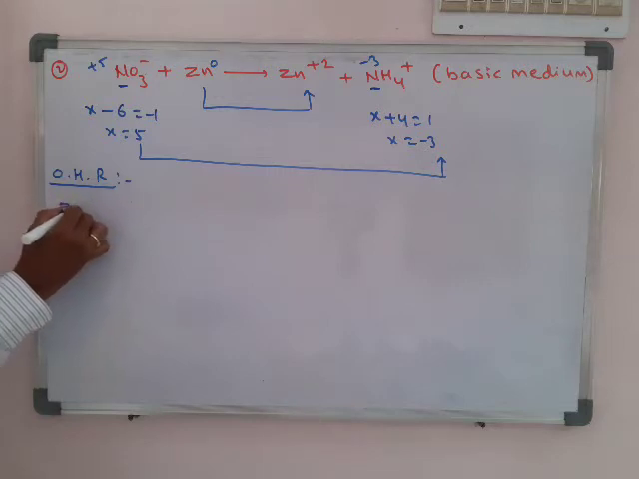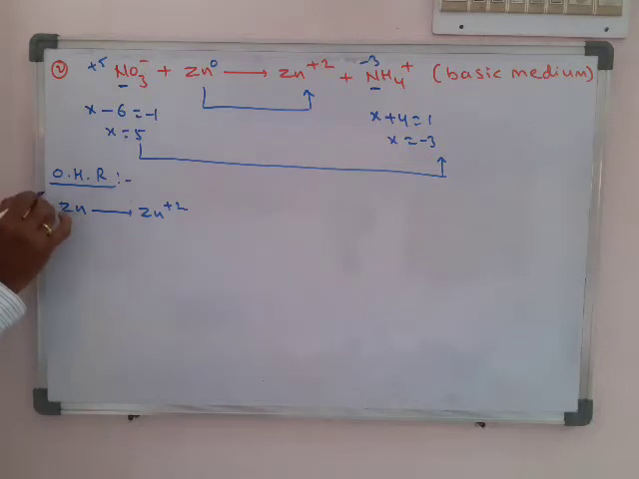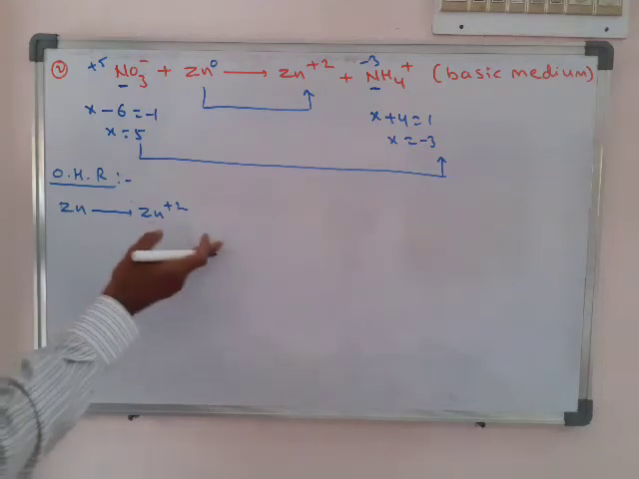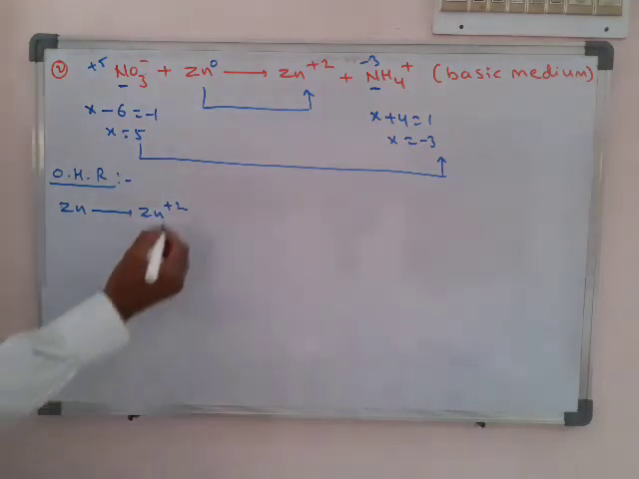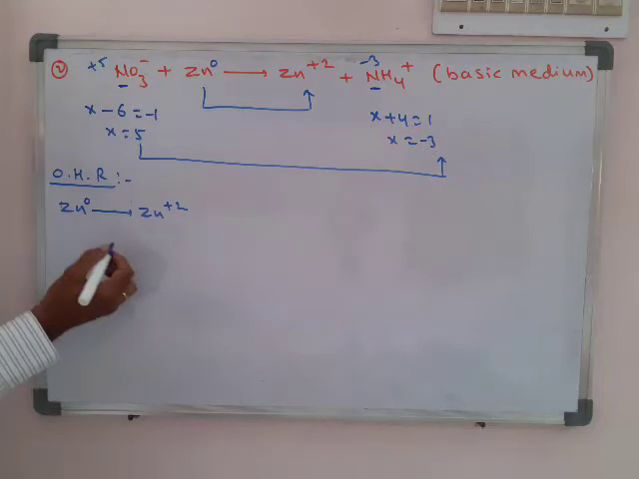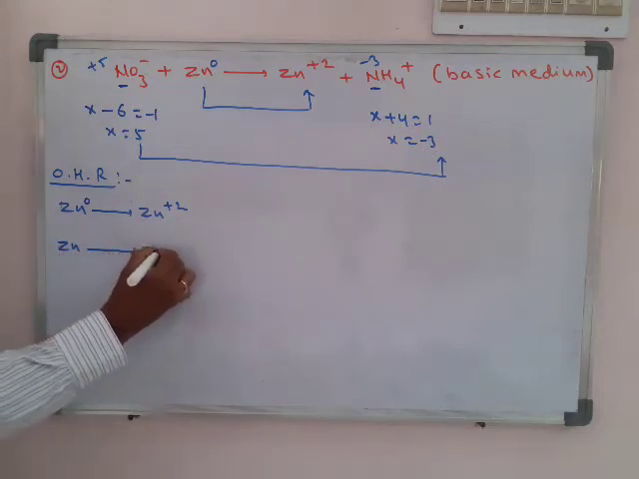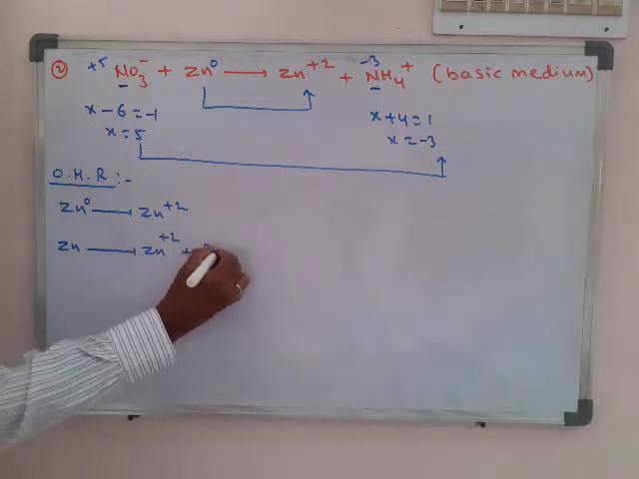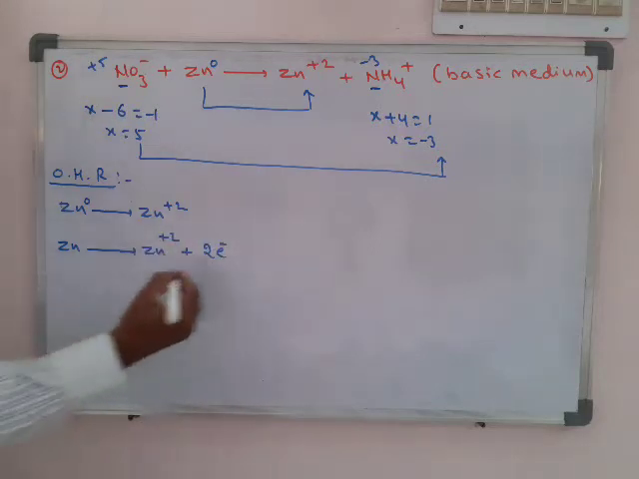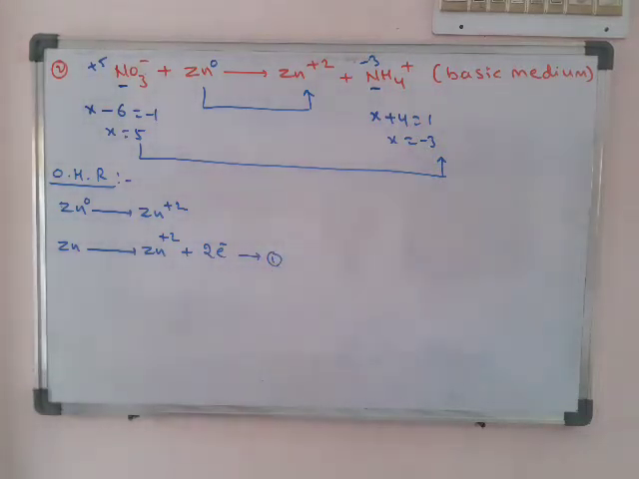What is the oxidation? Zinc changes to Zn plus 2. There is no oxygen and no hydrogen, so we just balance the charge directly. On one side the overall charge is plus 2, on the other side the charge is 0. So to make both sides equal, Zn becomes Zn plus 2 plus 2 electrons: plus 2 minus 2 gives 0. So it is already completed. It's very simple. Let's see the reduction reaction.